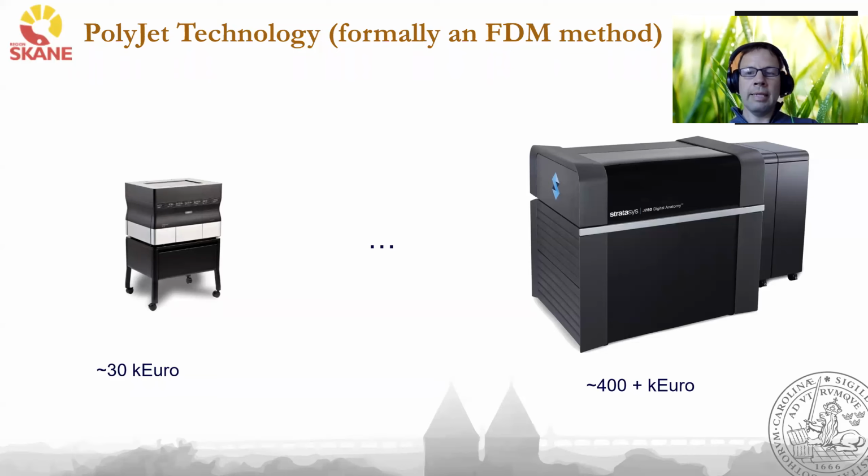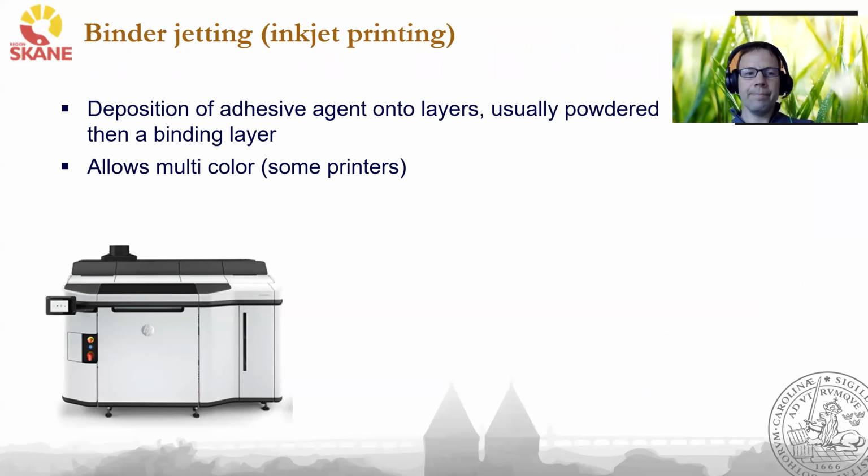The PolyJet technique is a much more expensive technique compared to the FDM technique. Another similar technique is binder jetting, or inkjet printing. Here, an agent is deposited on layers, which are usually made of powder, and then a binding layer is added, and heat or light fuses the layers where the binding layer is applied. And this way of printing also allows for multicolor printing.